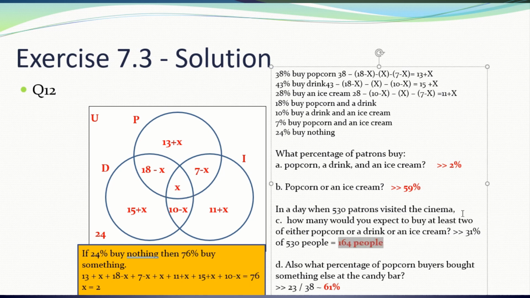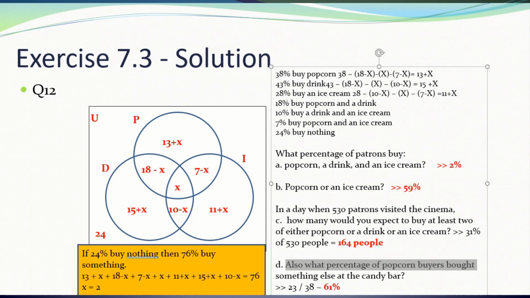Okay? What percentage of popcorn buyers bought something else at the candy bar? So popcorn buyers, that means out of 38%, how many bought something else? So they bought popcorn and this. So you will have 16 plus 2, which is 18, 18 plus 5, which is 23, 23 out of 38, because they ask you what percentage of popcorn buyers, that means out of 38, 23 over 38 times 100%, you will get 61%. Round off to the nearest whole percent.